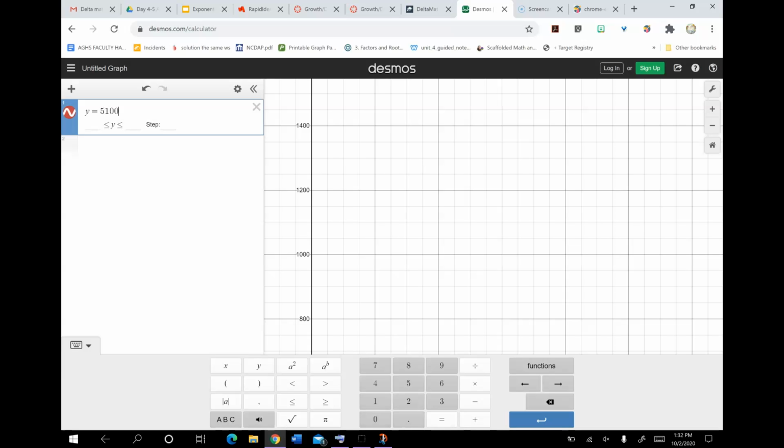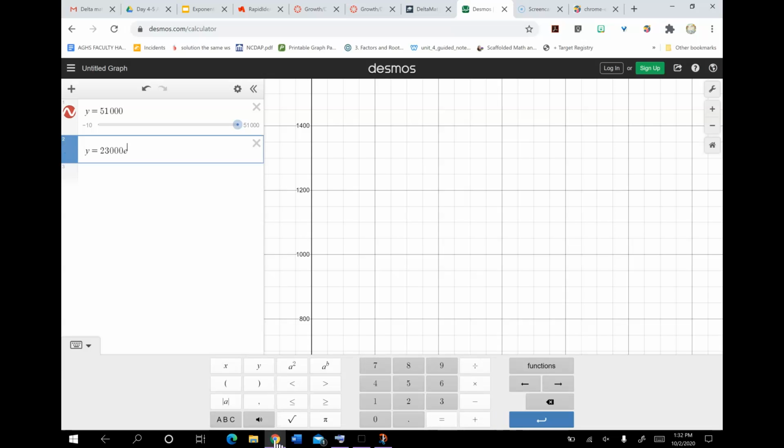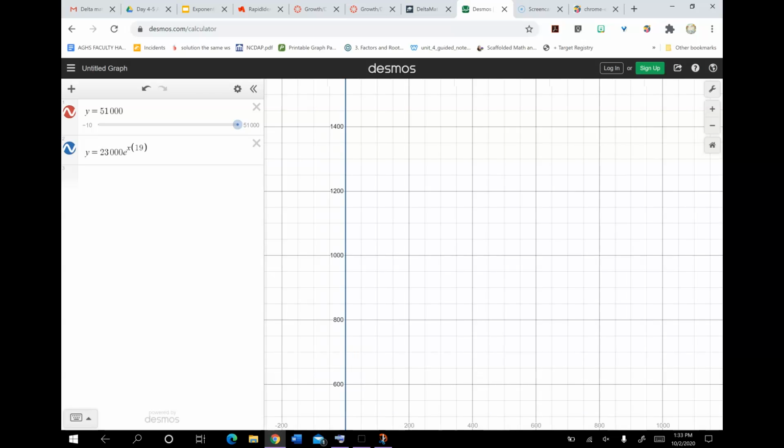I was trying to make this video less than 30 minutes. We might get there. Y equals 23. 1, 2, 3. E. Raise it to the, since we don't know R, we're going to use X and then multiply it by 19. All right, so we got to find their intersection.